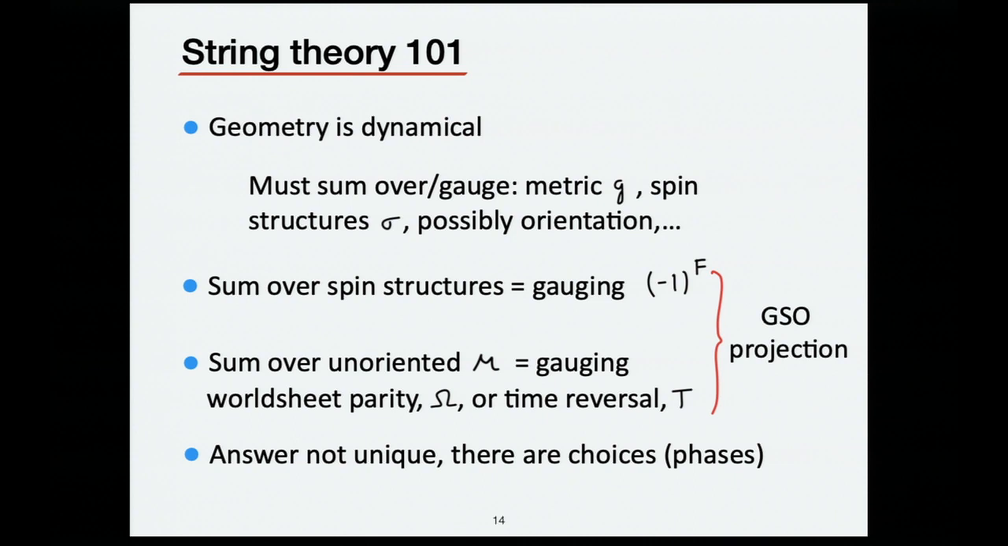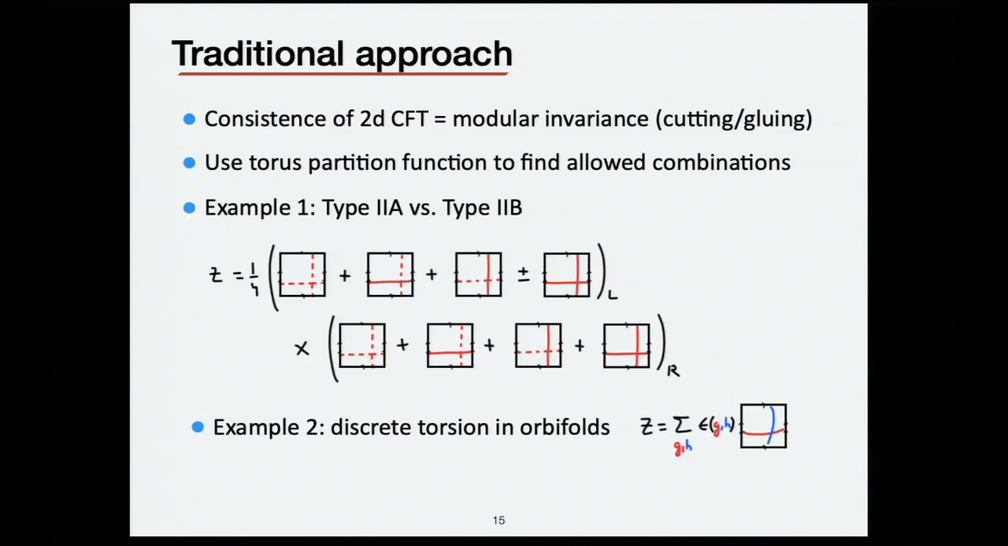So the usual textbook GSO projection, can we use one of the modular invariants to argue that? It'll give a different picture, or... So let me go to the next slide, because it's precisely going to answer your question. The traditional approach of finding what are the allowed phases is, we know that consistency of the 2D CFT has to do with modular invariants of the torus partition function, and this is related to the fact that we should define a proper quantum field theory that could cut and glue different surfaces, right? And traditionally, people use modular invariants of the torus partition function to find the allowed combinations. So they just made an ansatz, and they plot modular invariants and see which combinations are modular invariant.